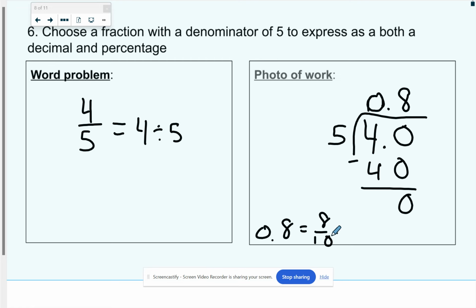So we have done the decimal, but now we need to make a percentage. Percentages, as we know, are out of 100. 8 out of 10 is 80 out of 100, which is 80%. All right, let's keep going.